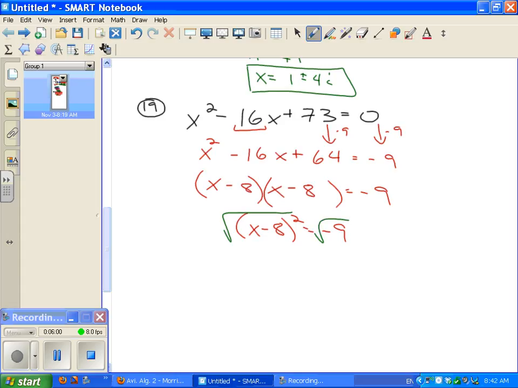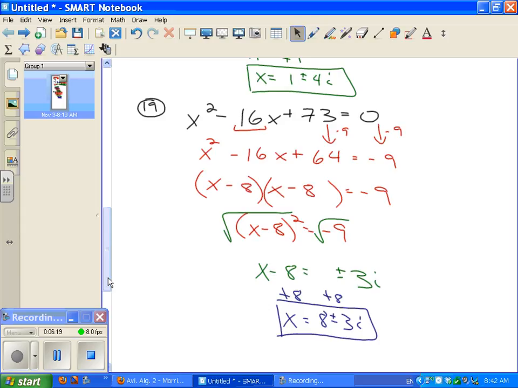Radical both sides. I'm going to get x minus 8 over here. What is the square root of 9? 3, and then my negative means I have to have an i there. Add 8 to both sides. x equals 8 plus or minus 3i. Any other ones?